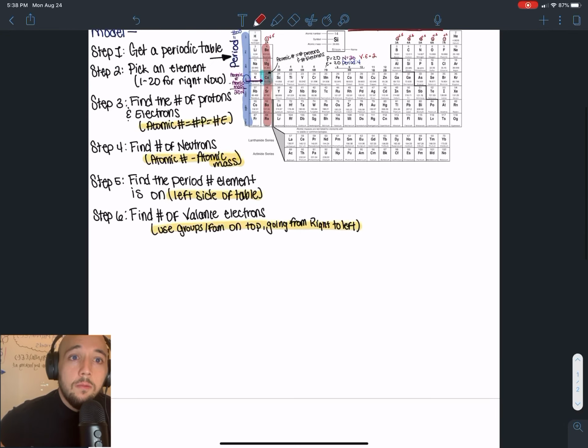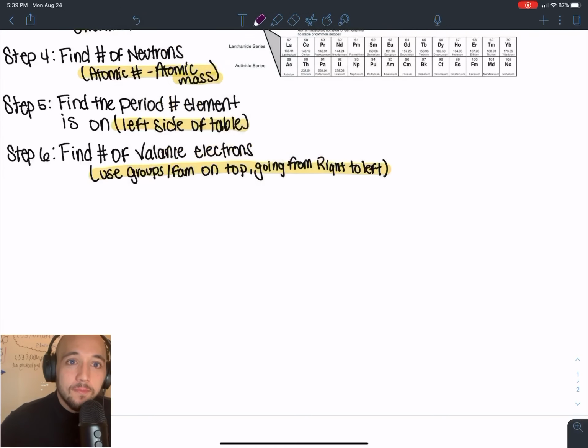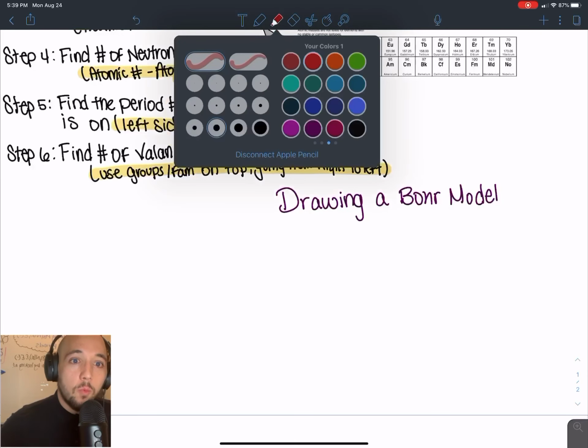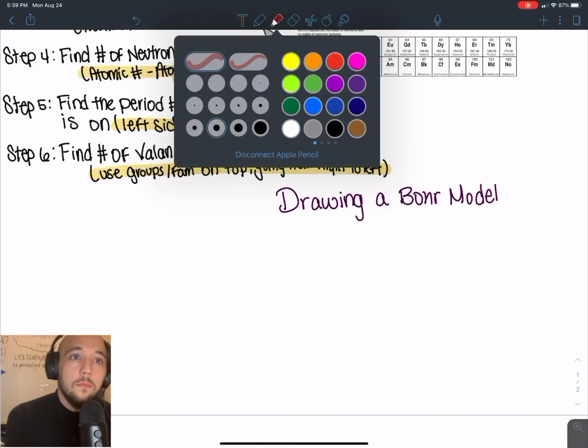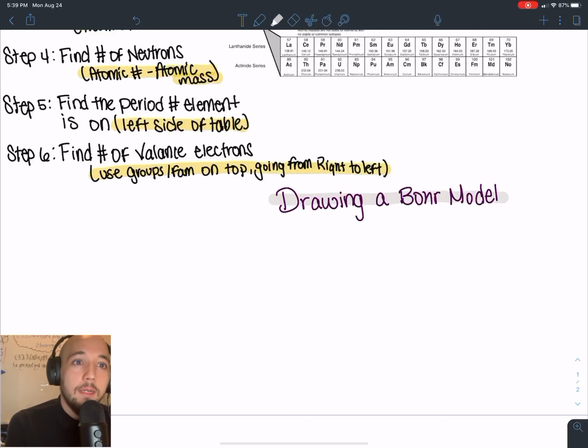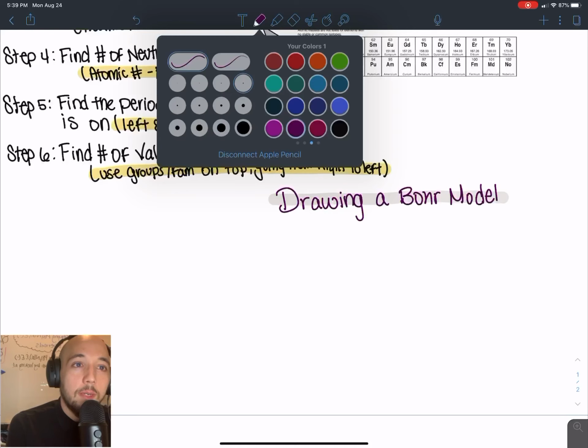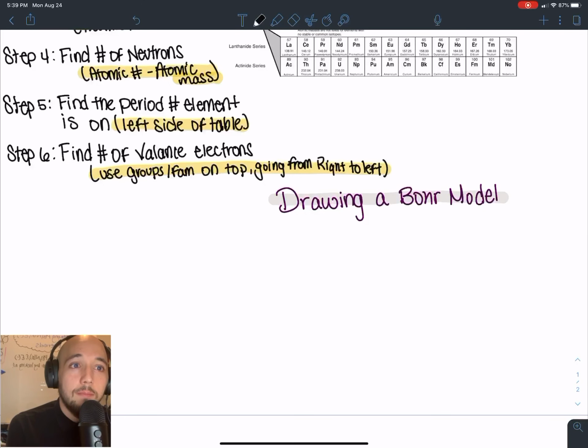And now, I think we're ready to draw a Bohr model. We might be ready. No, we're ready. We have everything we need. So drawing a Bohr model. Again, this is what we've been working towards. So now I just got to find the perfect color to highlight it. And I obviously picked the worst color because it is gray, but I've already made it the color and we move on. So the first step is draw a nucleus.